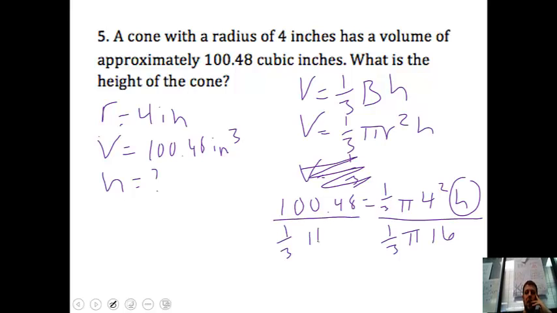1/3 pi times 16. Remember, you have to put parentheses around that first. Those cancel out. Also, I have to put parentheses around the fraction. When you put this in the calculator correctly, you're going to end up getting 6.